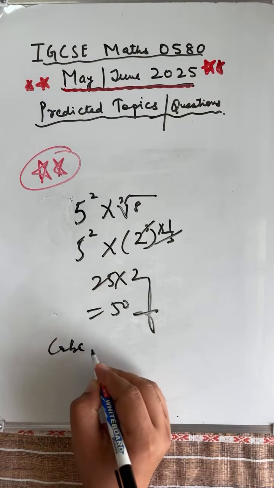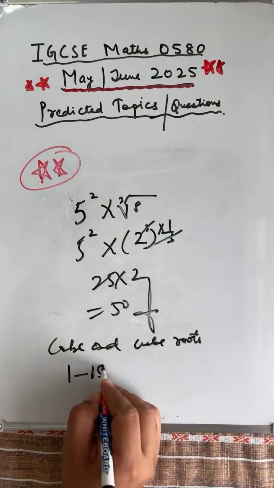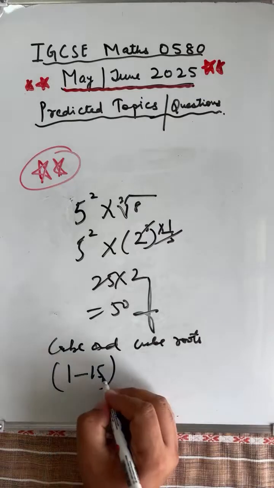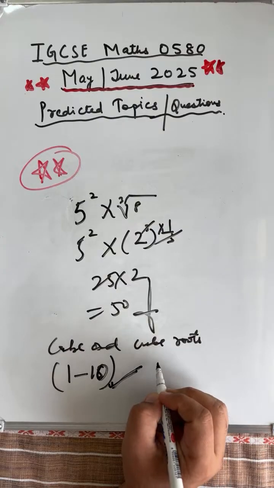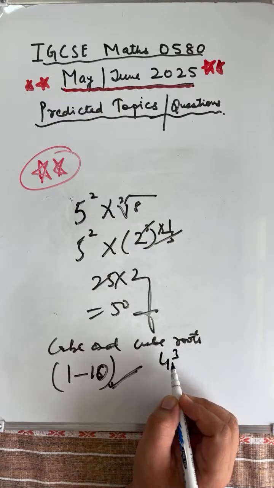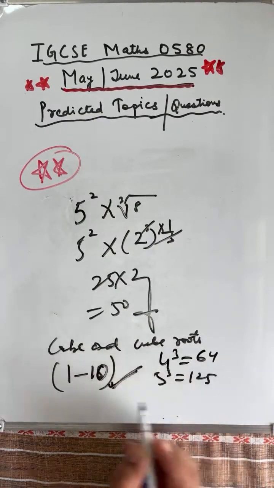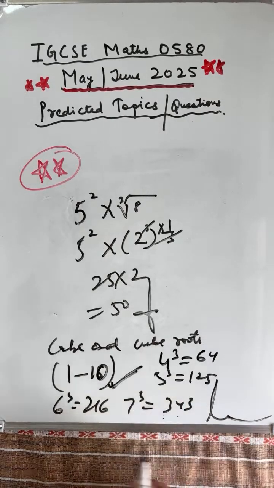Now cube roots also. Cubes and cube roots, 1 to 15. Cube roots, I think 1 to 10 will work, not going more than 10. Likewise, if we have 4 cube, 5 cube is 125, 6 cube is 216, 7 cube is 343, and likewise.